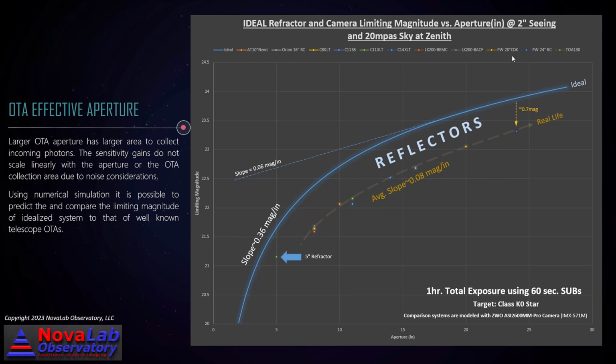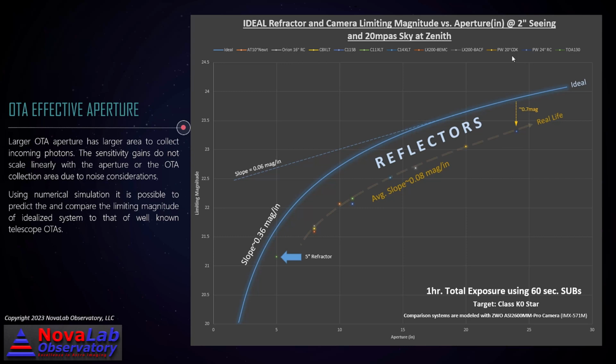But for very large apertures, that slope is approximately 0.06 magnitudes per inch. As you get smaller, this slope increases, but for practical purposes, for telescopes that are 8 inches and larger, you can assume an average slope of about 0.08 magnitudes per linear inch. So this is what you can get from a perfect telescope and perfect OTA.